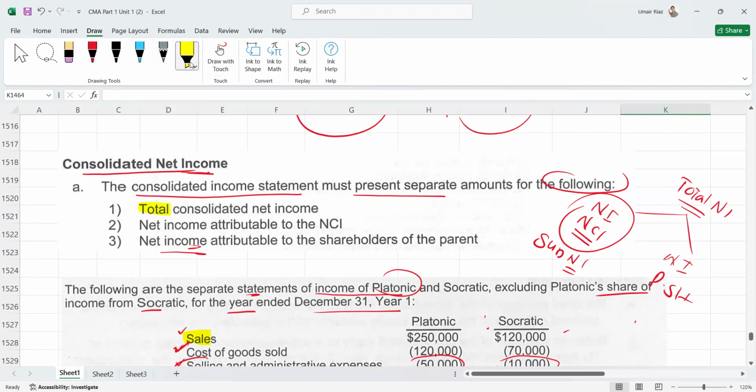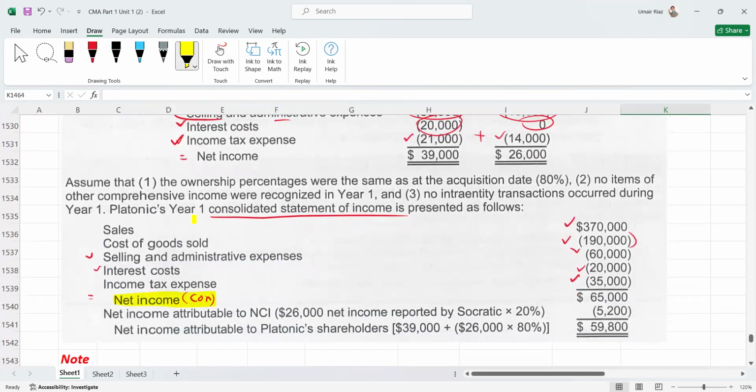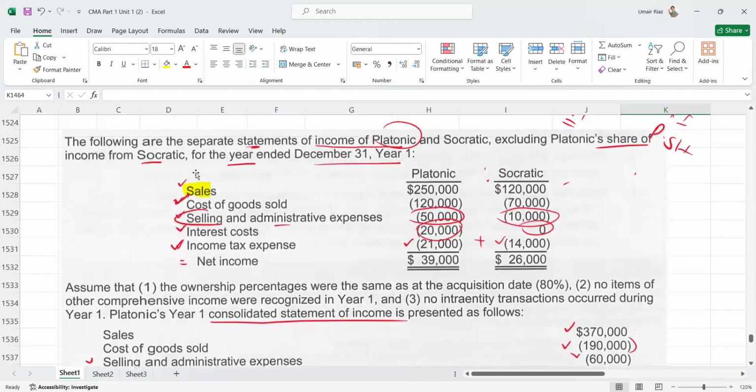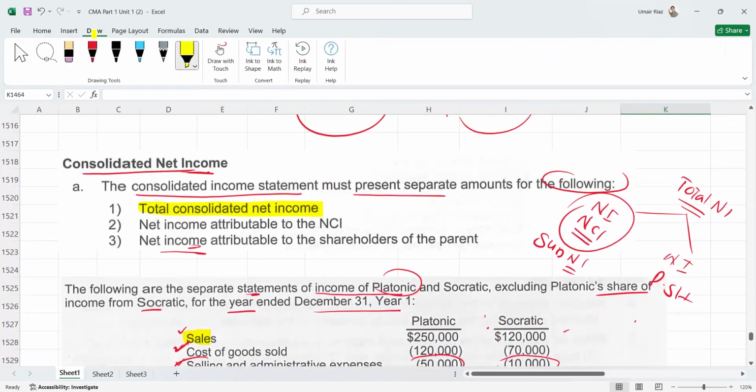You have to show total consolidated net income. So this is this figure. Net income, consolidated net income, how much? 65,000. And I told you it includes parent plus subsidiary information. Understood? Now, the second figure we have to show is net income attributable to NCI.